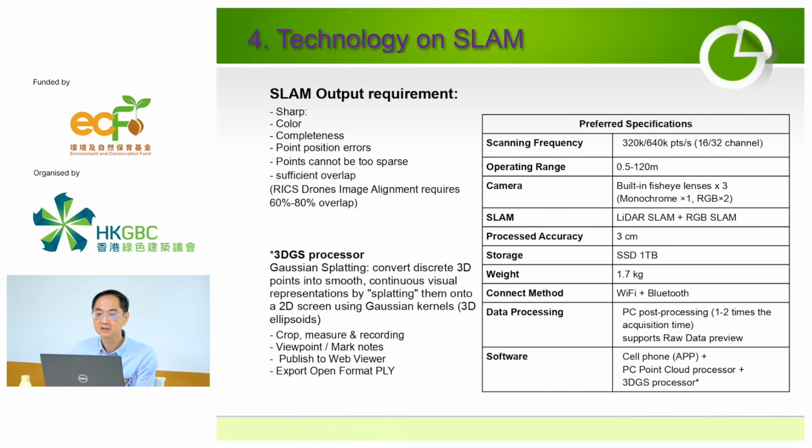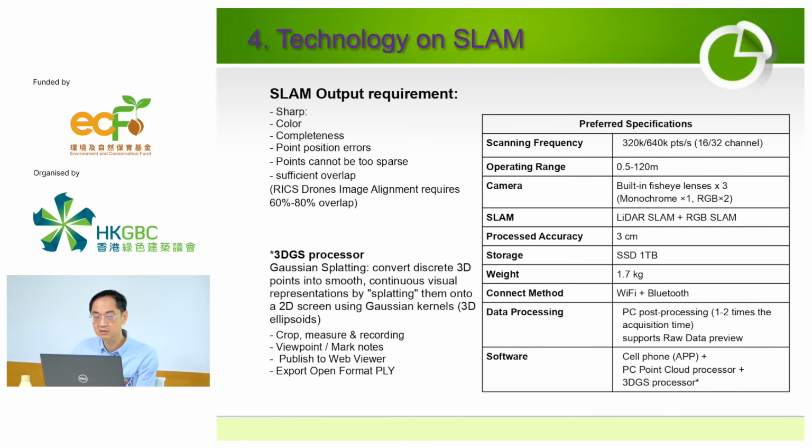How many points per second, the operating range, the camera, the fisheye lenses. Normally we will have 2 RGB cameras. And the most important, as I said, not only LiDAR SLAM but also RGB visual SLAM. The weight is a factor, normally only 1.7 kg. Different brands will have different software or cell phone applications. This is very important if we can use our cell phone to control and also to analyze or preview. So the app is very important.